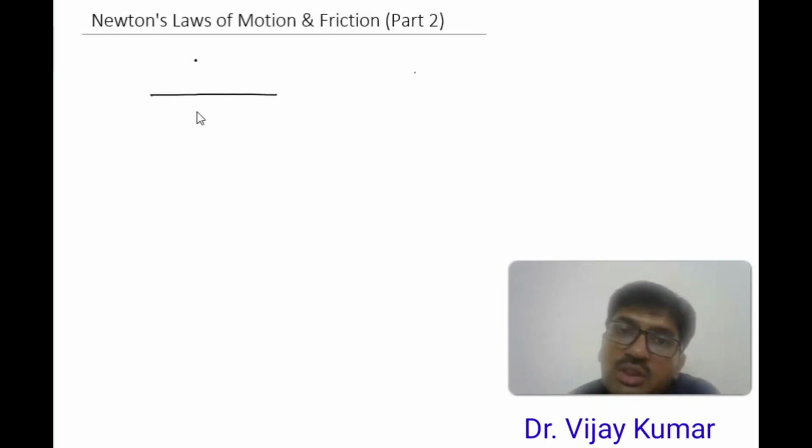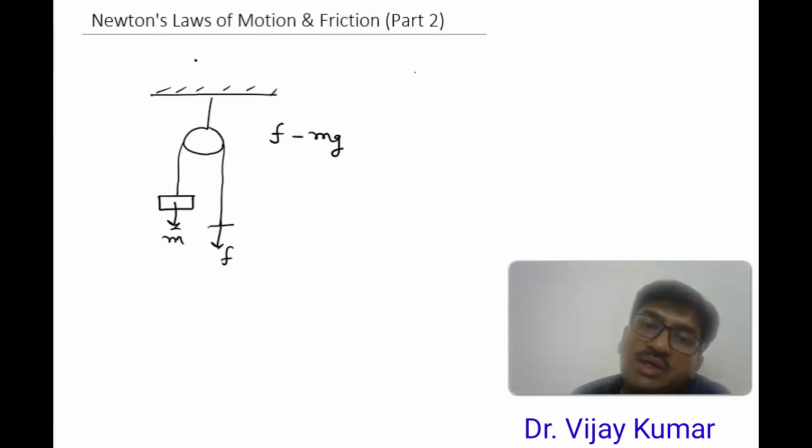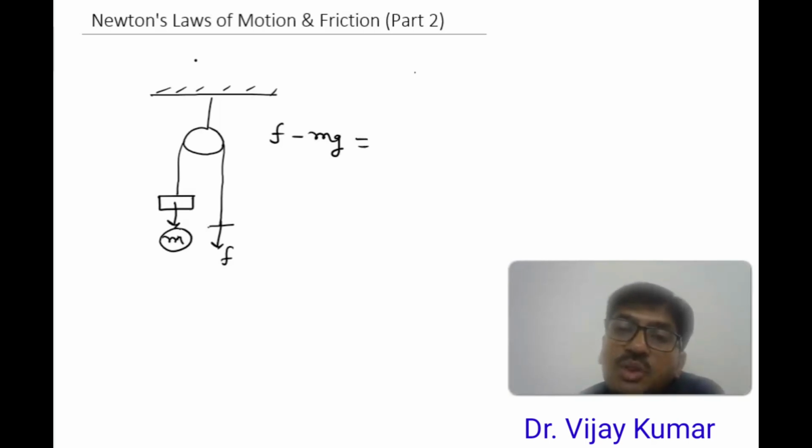Suppose this is a rigid place and this is a pulley hanging on the rigid place. A mass M is hanging and it is balanced by a force F. So in this situation we can write F minus mg, the weight due to this mass M, it should be mg. So force F minus mg should be equal to mass into acceleration.